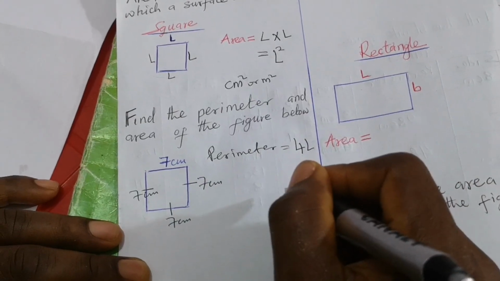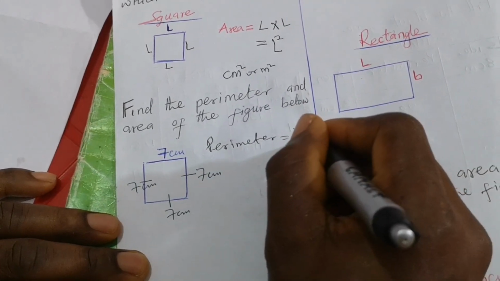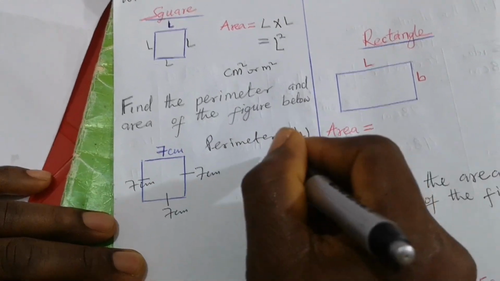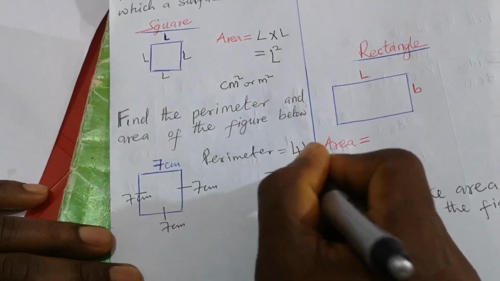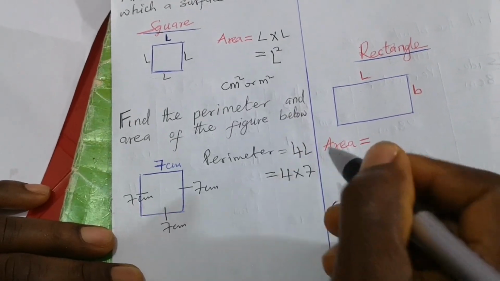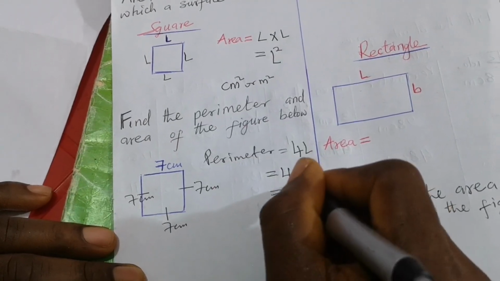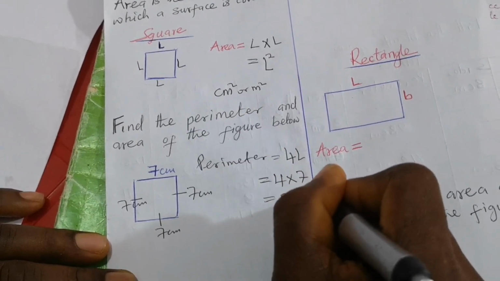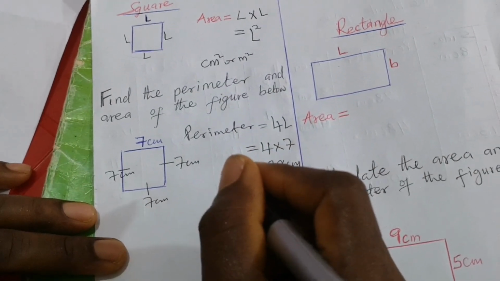4L is the formula for calculating the perimeter of a square, where L stands for the length of that square. It means that the perimeter is going to be 4 times 7, because what we have here is 7, and 4 times 7 is what? Correct. 28 cm. That is for the perimeter.